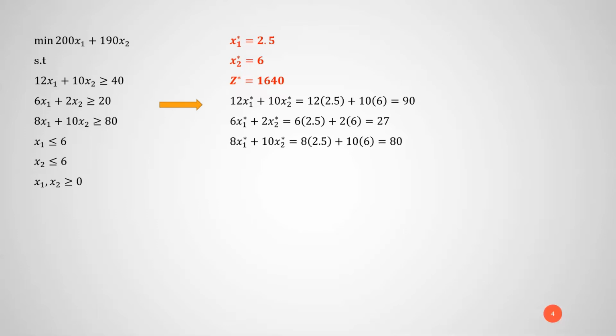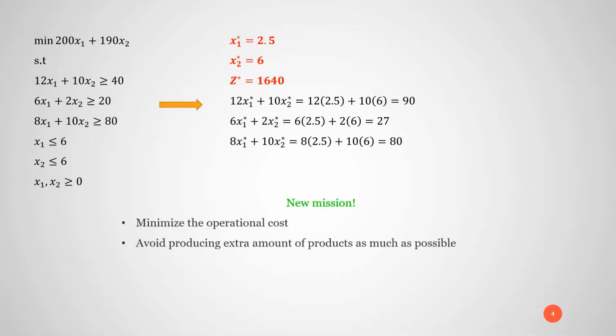Let's say we have more than a single objective function. So I have a new mission here. I have to minimize the operational costs, and also I need to avoid producing extra amounts of products as much as possible. And goal programming is one of the methods to deal with this type of situation.